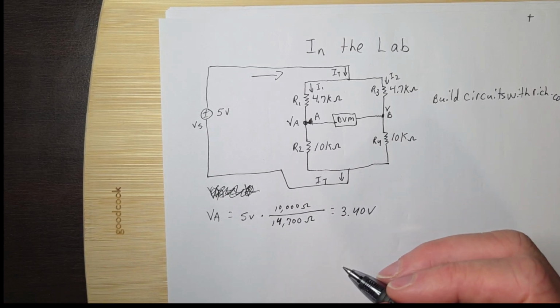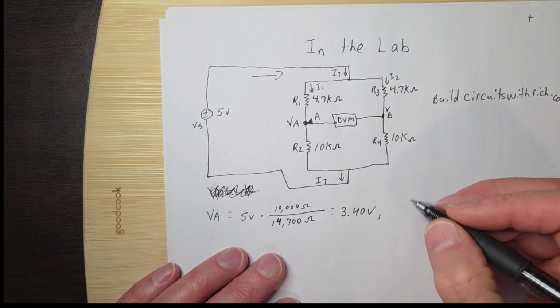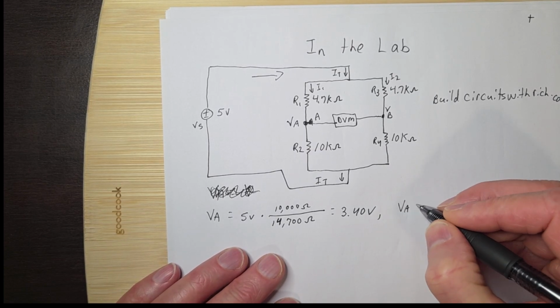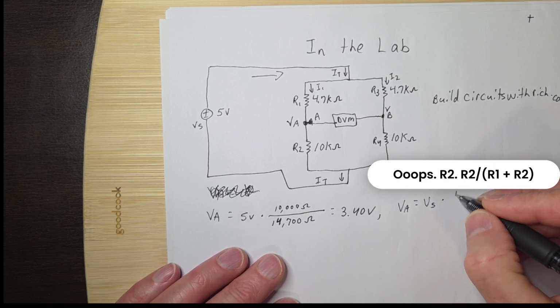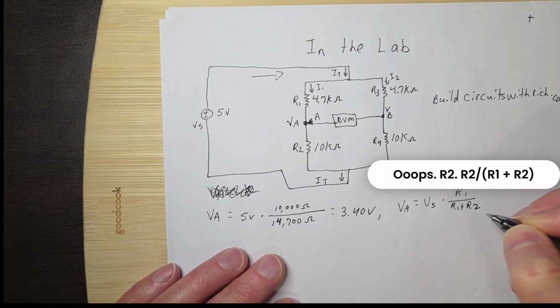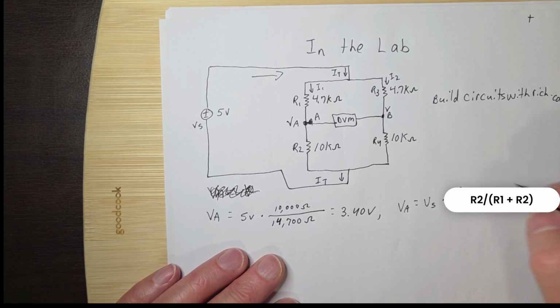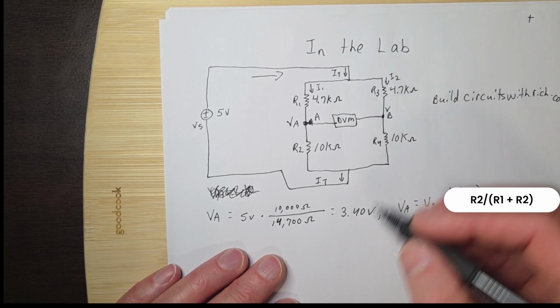All right? And the reason that's this way, if you just want to look at it mathematically, is VS times R1 over R1 plus R2. All right? So that's the general equation of what we're doing here.